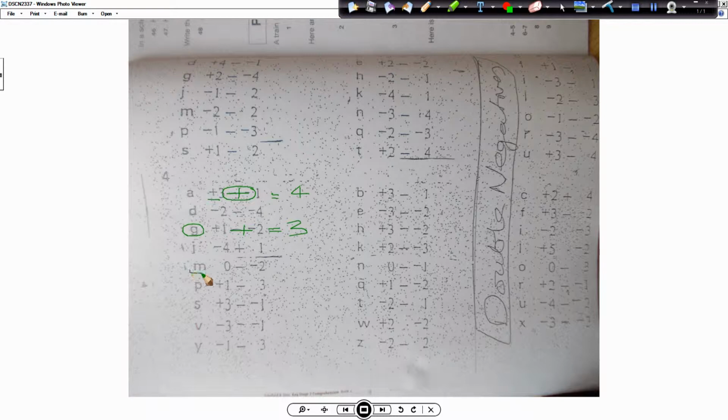Next one over here, M. Okay, Bilal, 0, take away 2, take away minus 2. What happens with two minuses? They become a plus. So 0 add 2 is? 2.